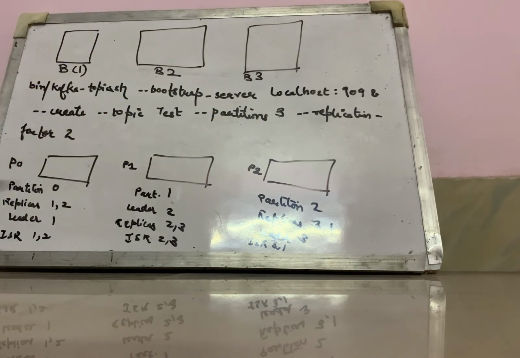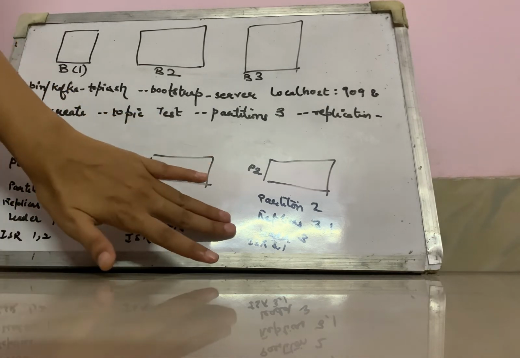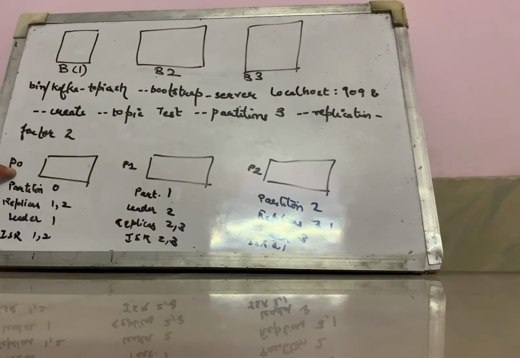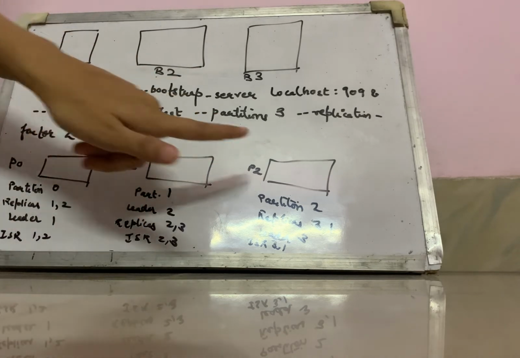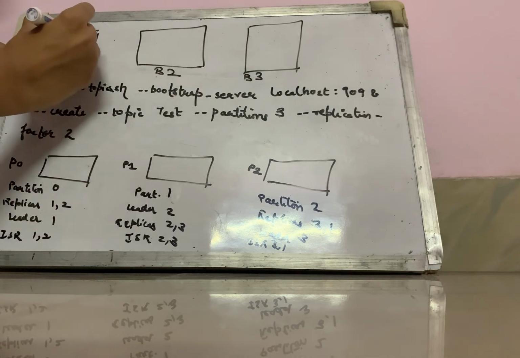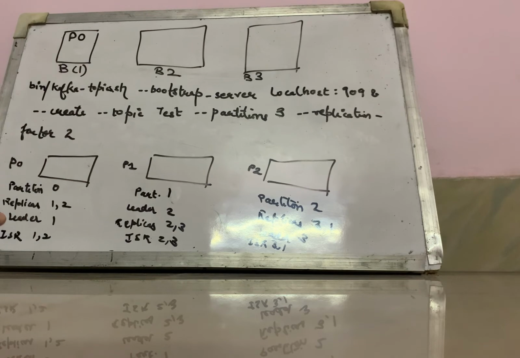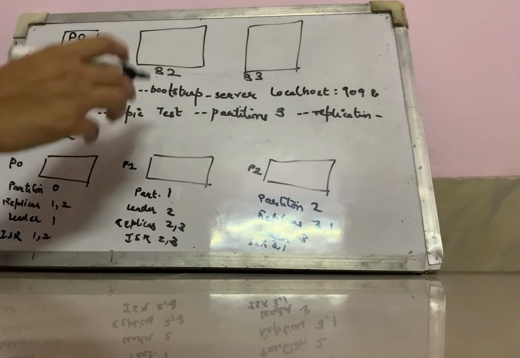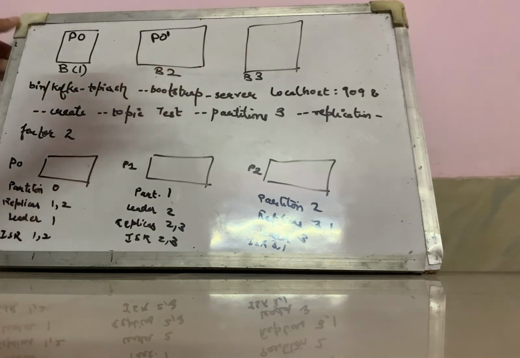And when we use the command to describe our topic, it will show this information. Partition 0, partition 1 and partition 2 will get created. Partition 0 will be present at Leader 1, it means broker 1. It will be the leader in broker 1. So partition 0 will be present in my broker 1, and it will be the leader in my broker 1. Then its replicas will be in 1 and 2. In 1 it is present, and in 2 its replica.